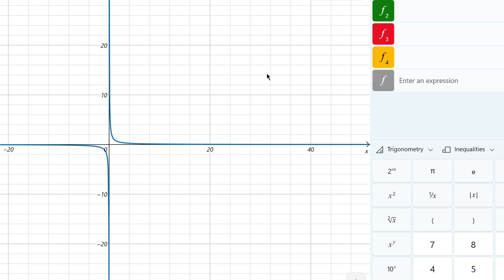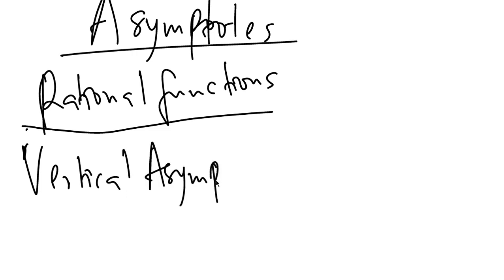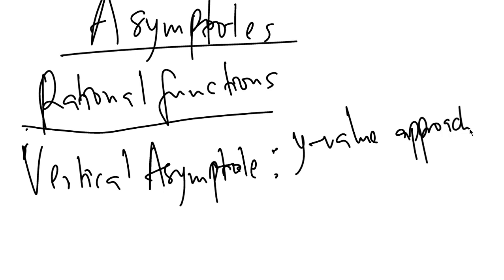So if you are given a function and I ask what's the horizontal asymptote, let's start with vertical asymptote. That means that the y value is approaching infinity. The y value approaches infinity, and all you simply need to do is to equate the denominator of the rational function to 0.